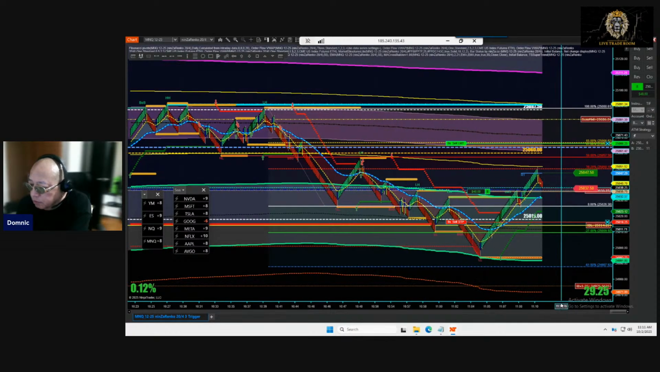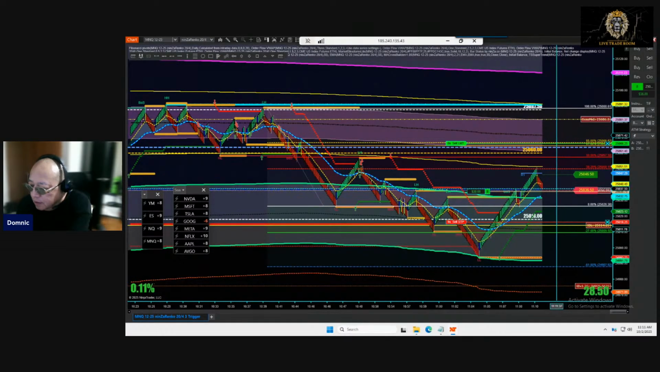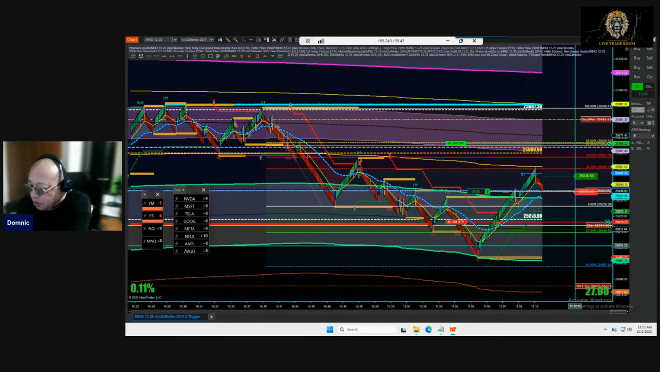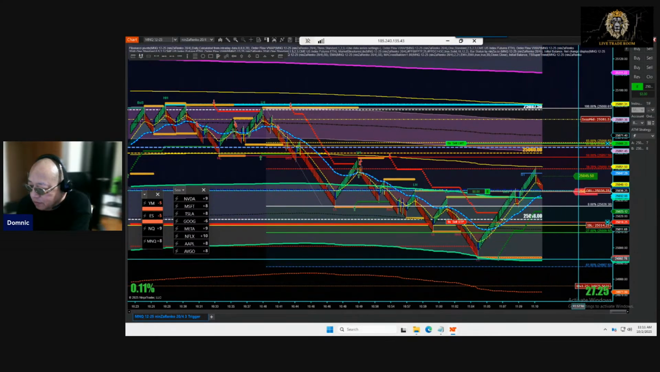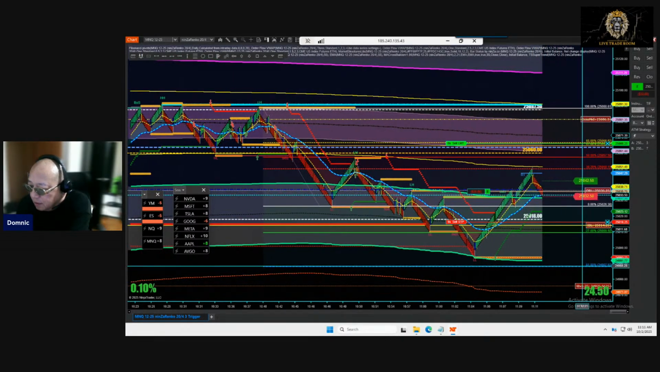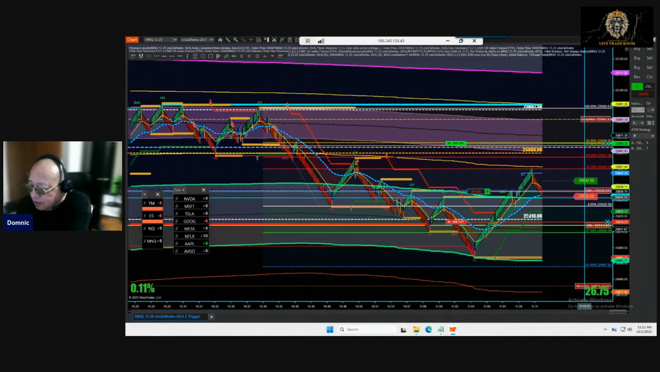Oh, here we go with the pullback again. Yep. So that 0.5 was actually pretty strong. It's stronger than the momentum. Oh man, here we go back down. Let's see if it's going to bounce off here. The -1 deviation.